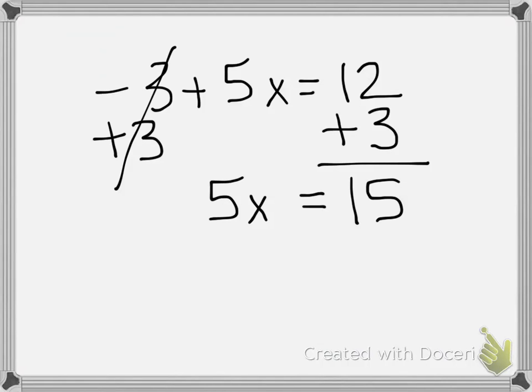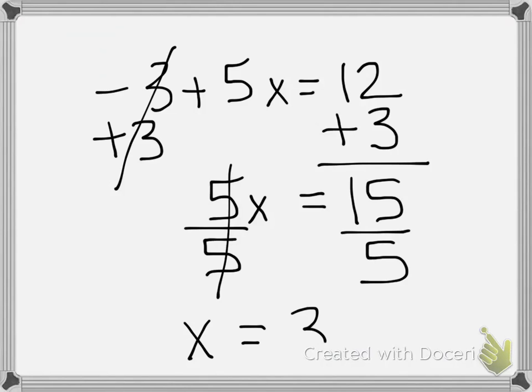Okay, so now this is multiplication. What's the opposite of multiplication? Division. So now you would have to divide the 5 off of the x. These would cancel out. x would equal 3. Very good. All right, any questions on that one? No, ma'am.